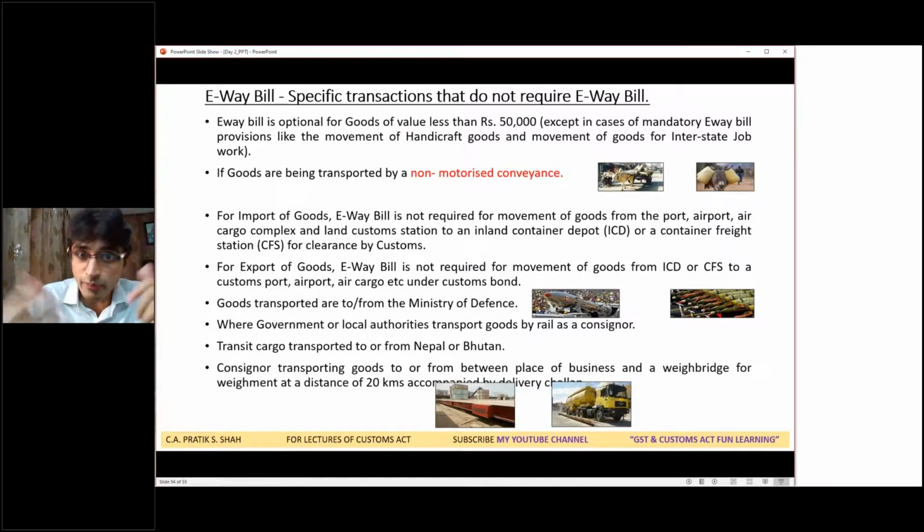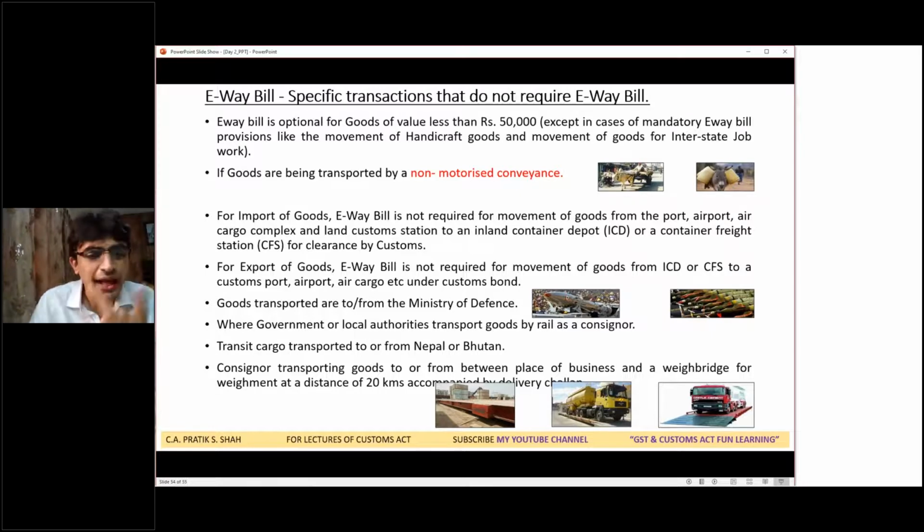And last, in manufacturing industry, there is a weigh bridge where your vehicle's weight is being checked. It should not be overweight, else it will tilt. So when you move from your factory to this weigh bridge for weighment, and the distance is up to 20 kilometers, e-way bill is exempt. Clear?